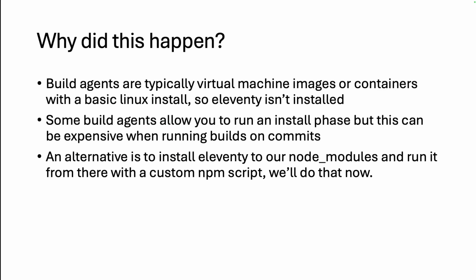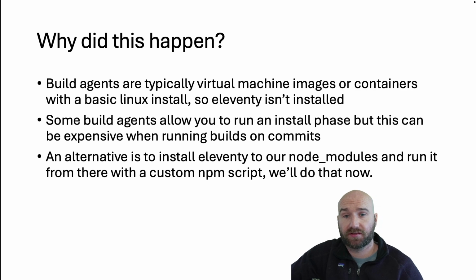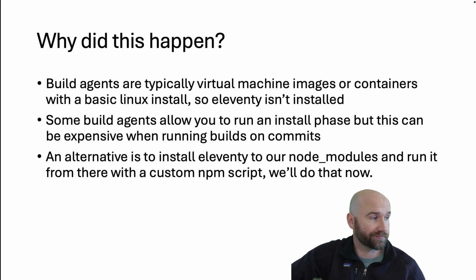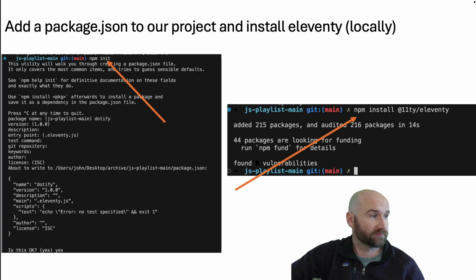So why did this happen? Build agents are typically a virtual machine or a container with a basic Linux install. So 11ty is not installed. Some build agents allow you to set up an install phase, but this can be expensive when running builds on commits. A lot of network traffic, different types of things happen there. An alternative is to install 11ty in our local node modules and run it from there with a custom npm script. And we'll do that now.